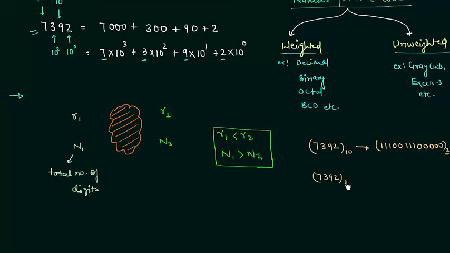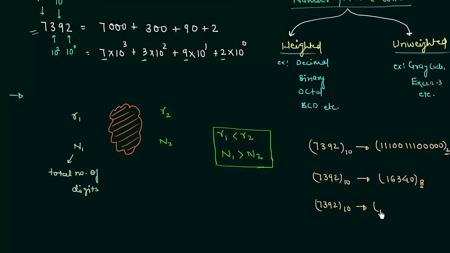If I represent the same quantity 7392 in octal, then I will have 16340. This is in octal. We definitely have reduced the digits as compared to the binary number system, but we still have more digits than the decimal number system. In decimal we are having 1 2 3 4, 4 digits, and in octal we have 1 2 3 4 5 digits, because in octal number system the base is 8 and still 8 is smaller than 10.